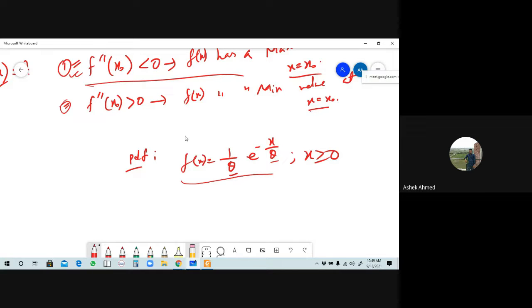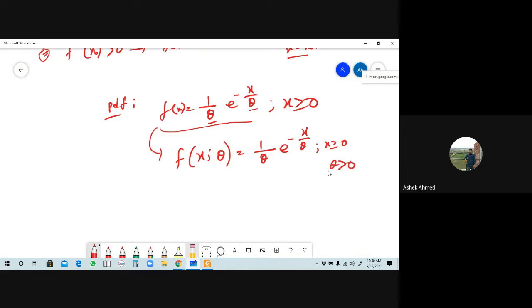So for finding the maximum likelihood estimate, you have to consider this function in this way. You write f of x semicolon theta. The semicolon means that before it is the variable, and after the semicolon you write the parameter. The parameter here is theta. That will be 1 by theta e to the power minus x by theta. But you have to write that the values of x are greater than 0 and theta is greater than 0. If theta is 0, that will be undefined.